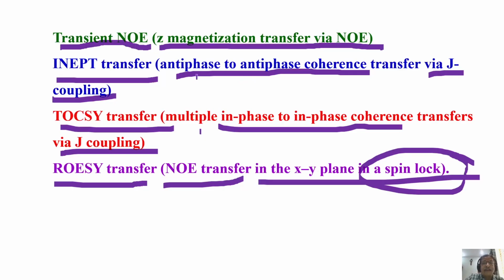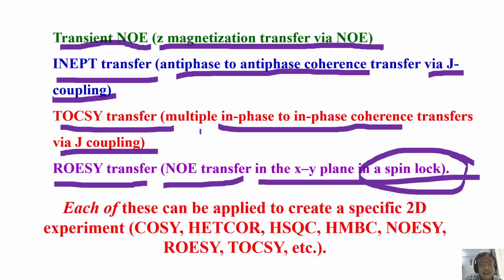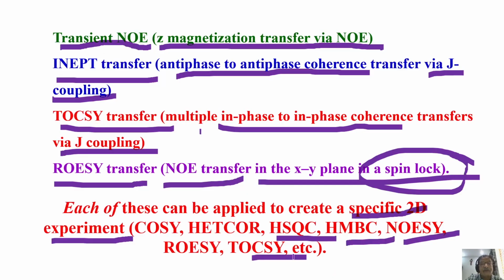You can exchange the magnetization, transfer the polarization between antiphase to antiphase, in phase to in phase, in the XY plane, in the rotating frame, or in Z magnetization. There are varieties of things we can do. Based on these things, a number of experiments could be created, and have been created, with specific names like COSY, heteronuclear correlation, heteronuclear single quantum correlation, heteronuclear multiple bond correlation, NOESY, NOE, ROE, TOCSY, etc. All these things have been derived.